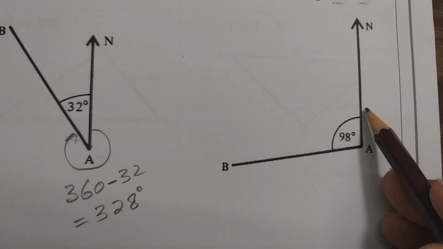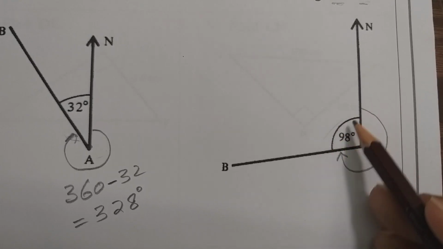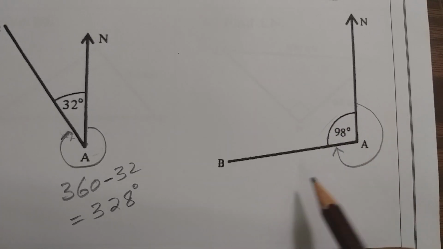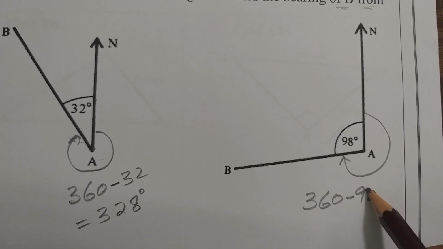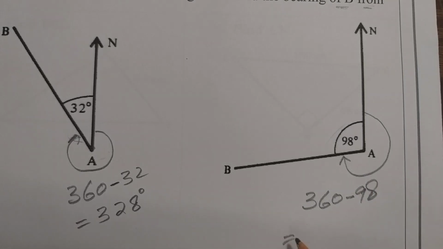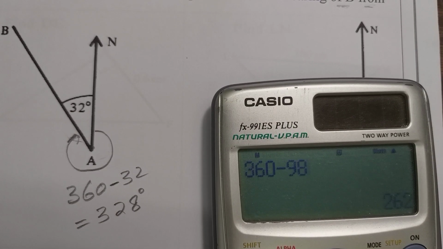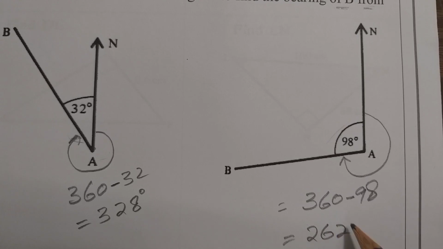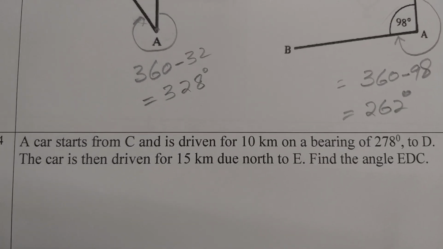Okay, for this question again, start from the north and rotate clockwise. But because this information is anti-clockwise, start from the north, rotate clockwise, and you can find the answer. The answer should be 3 figures: 360 minus 98 gives us 262. It is already in 3 figures, so there is no need to add any figures here.